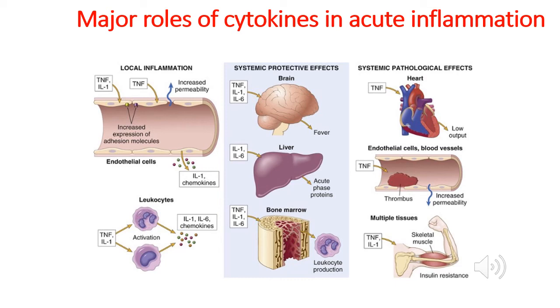hematopoiesis. They also can have systemic pathological effects on the heart. For example, tumor necrosis factor might lead to heart failure and low output. Tumor necrosis factor's effect on the endothelial cells and blood vessels again can lead to increased vascular permeability, and it is also thrombogenic, which means it might lead to thrombosis, and also can lead to skeletal muscle wasting, because it enhances the catabolism of the body, and also leads to insulin resistance.